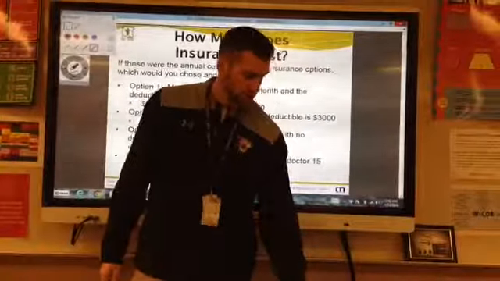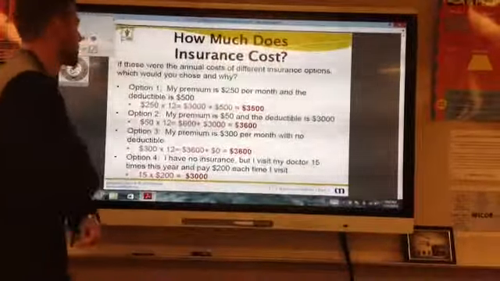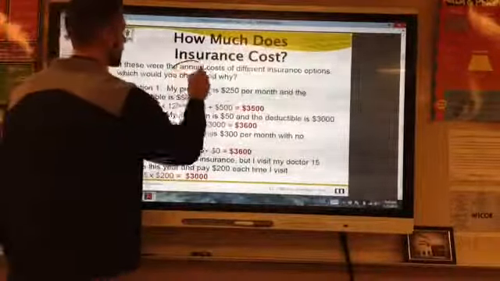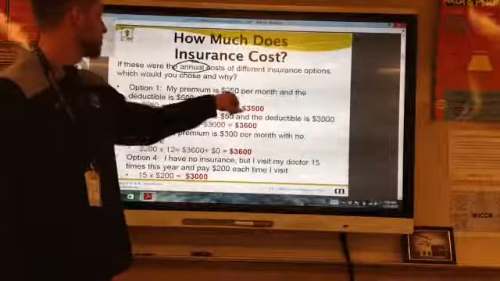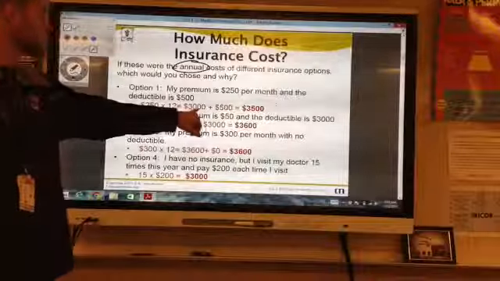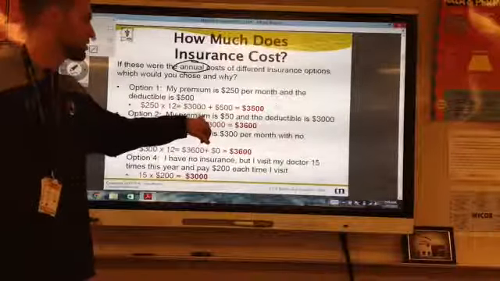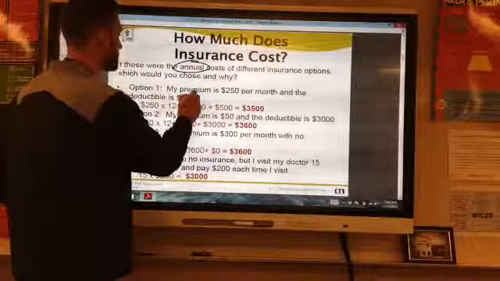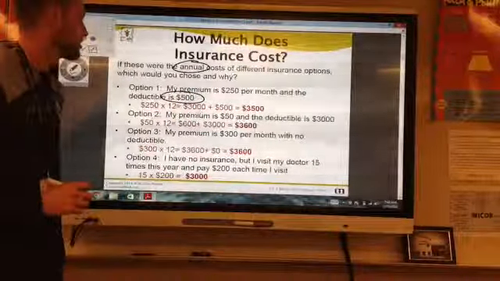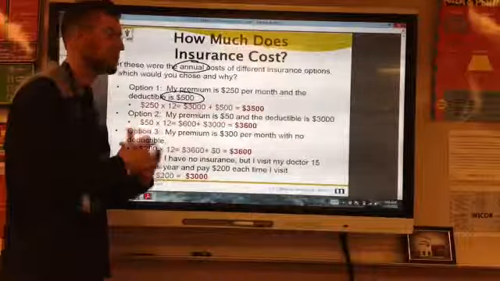All right. Here's what it looks like. Remember, we're trying to find the annual cost, so we're going to look at 12 months. So premium is $250 per month. That's going to be $3,000 just to have health insurance each year. Then we have that extra $500 because we have to pay that deductible. That's our costs. We have to pay that amount.